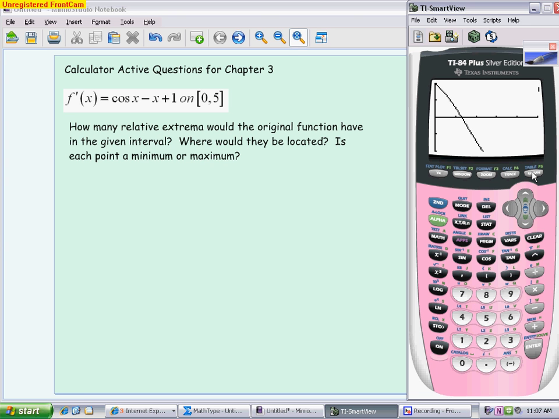Another side thing, please make sure you're in radian mode. If you switch your calculator out for maybe your physics class, we are always in radian mode. So this is what we should see. My window only goes from 0 to 5, so I'm not distracted by anything outside of my interval.